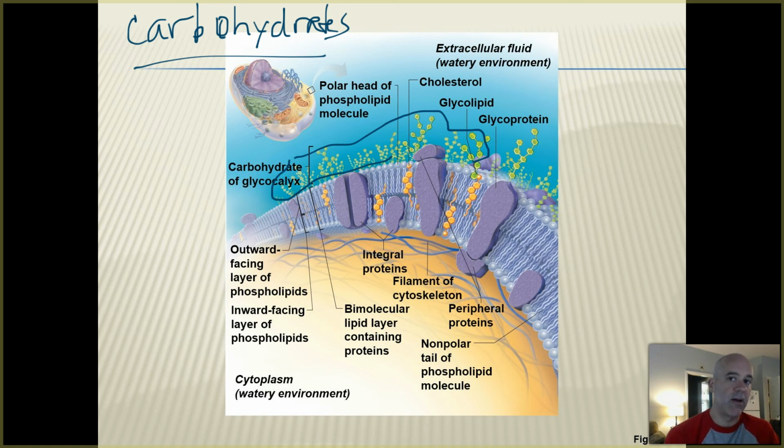Carbohydrates are chains of monosaccharides, sugars that are linked together. And so you'll have those attached to membrane proteins, and you'll have those attached to membrane lipids. When you have carbohydrates attached to a lipid, those are called glycolipids. Glyco sounds like glucose, it's referring to sugars. If those carbohydrates are attached to membrane proteins, they're called glycoproteins. So you have sugars attached to a protein.